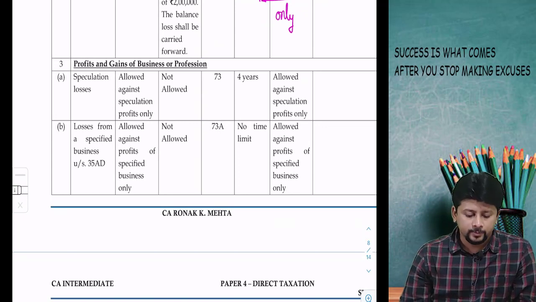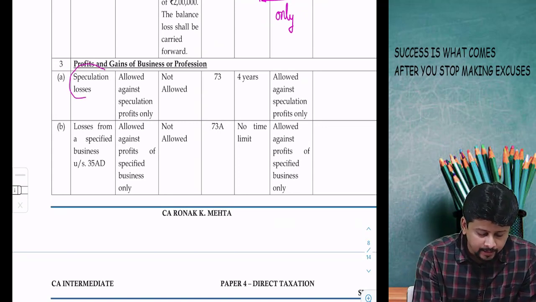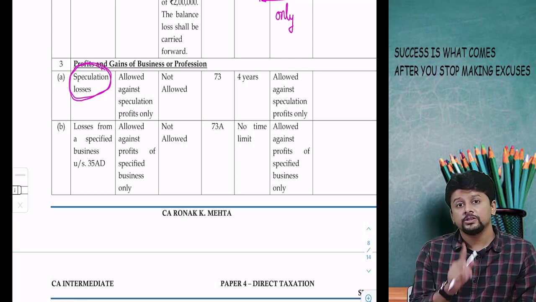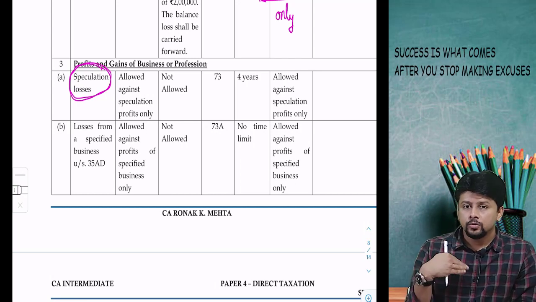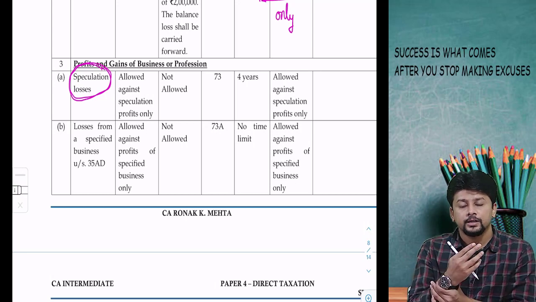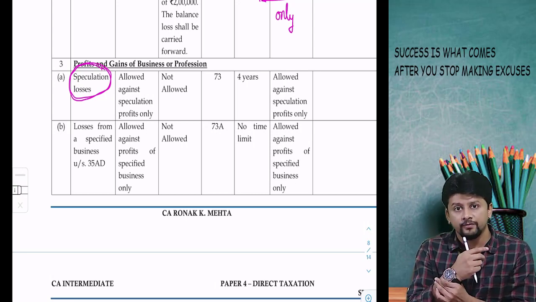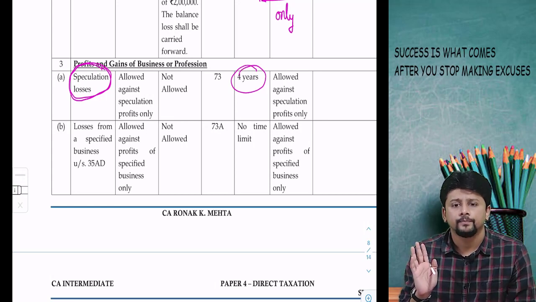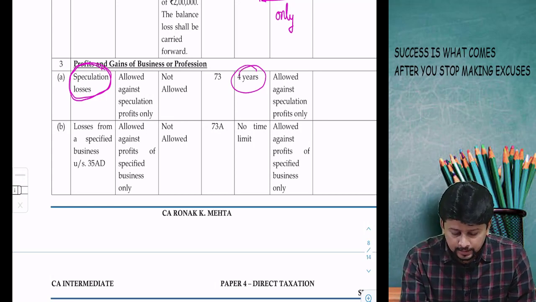Profits and gains of business profession. We saw that speculation losses require speculation profits only. Otherwise, you cannot set it off against other heads of income in the current year and you will have to carry forward. Carry forward is allowed only for 4 years. And even in those 4 years, it can be set off against speculation profits only.